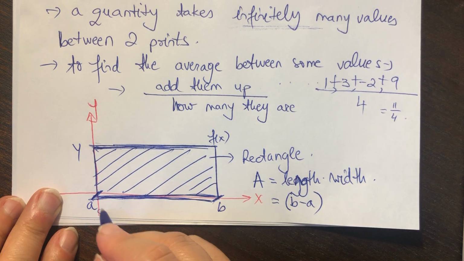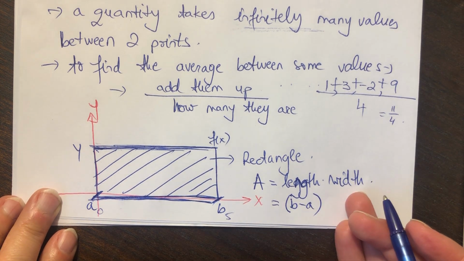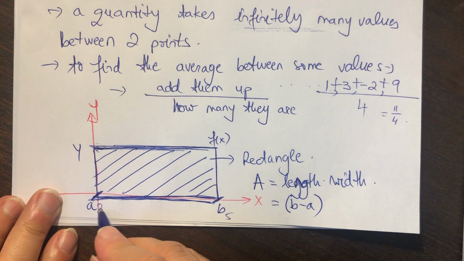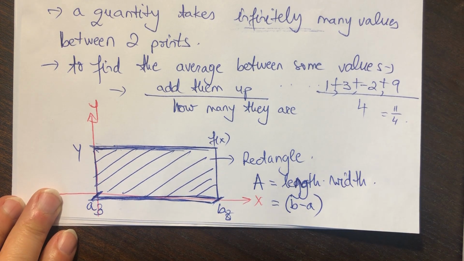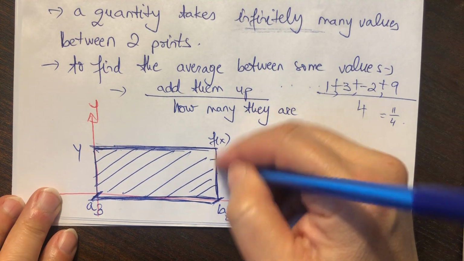So if you start at 0 and go to 5, then that width is 5 units. If you start at 3 and you go to 8, that's still 5 units, right? So whatever it is, it's the difference between them. What's the width of this rectangle?